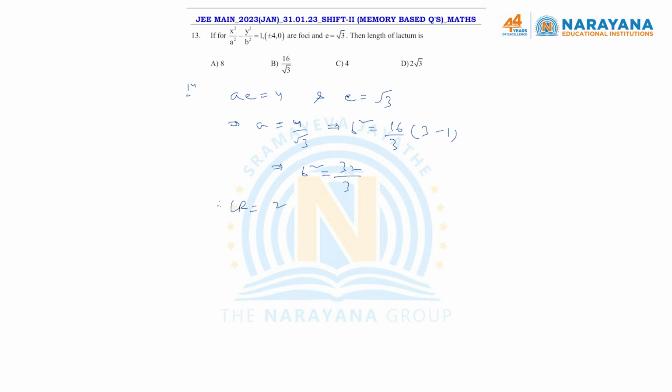And we know the length of LR is 2b square by a. So 32 by 3 is b square, and the value of a is 4 by root 3. So root 3 by 4.